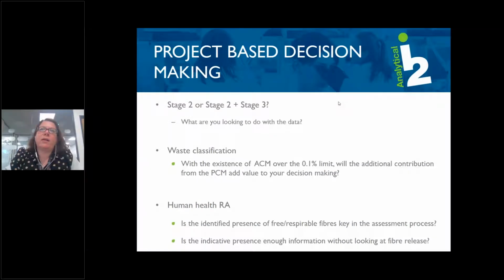So this is where we start thinking about the context of use of this data. If we find some asbestos and we need to know how much is there, do we need to know, is it stage 2 or is it stage 2 and stage 3? It all comes down to what you're looking to do with the data. Is it a highly contaminated site where you're looking for a waste disposal route and you need to know at a high level, is this bigger than 0.1% or is it lower than that? Or are you looking at it from a human health risk assessment point of view? Perhaps you're looking at, can I reuse this material? Can I put it here? Can I put it there? Then you probably do want the information about whether there are free fibres and respirable fibres present.